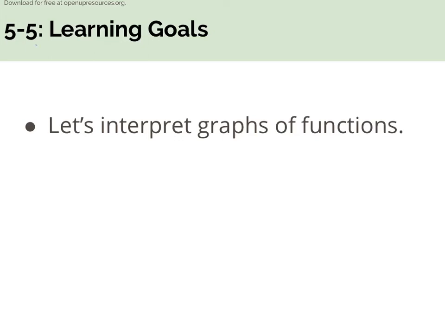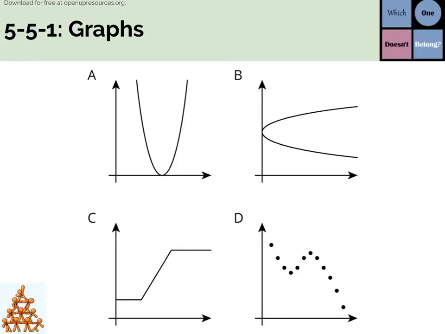Welcome to Lesson 5 in your workbook, and we are going to be interpreting graphs of functions. First, you're looking at a which one doesn't belong problem. So decide which one you think doesn't belong and give a reason why, or even better, write down a reason for each graph as to why each one wouldn't belong.